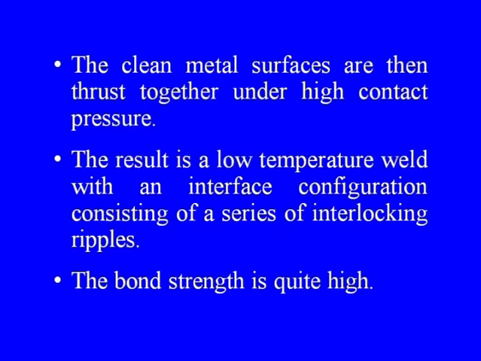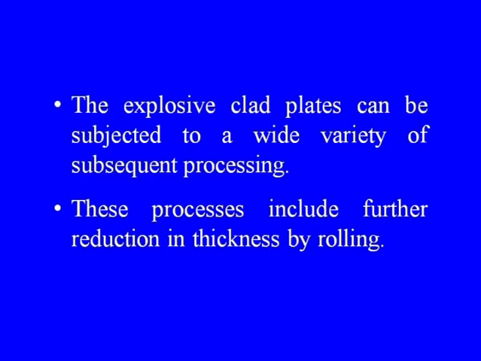The clean metal surfaces are then thrust together under high contact pressure. The result is a low temperature weld with an interface configuration consisting of a series of interlocking ripples. The bond strength obtained in this welding is quite high. The explosive clad plates can be subjected to a wide variety of subsequent processing. These processing include further reduction in thickness by rolling.